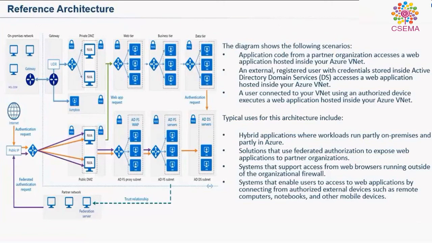Typical uses for this architecture: hybrid applications where workloads run partly on-premise and partly in Azure, and solutions that use federated authorization to expose web applications to partner organizations. Systems that support access from web browsers running outside of the organization firewall, and systems that enable users to access web applications by connecting from authorized external devices such as remote computers, notebooks, and other mobile devices. So these are the typical use cases for these.